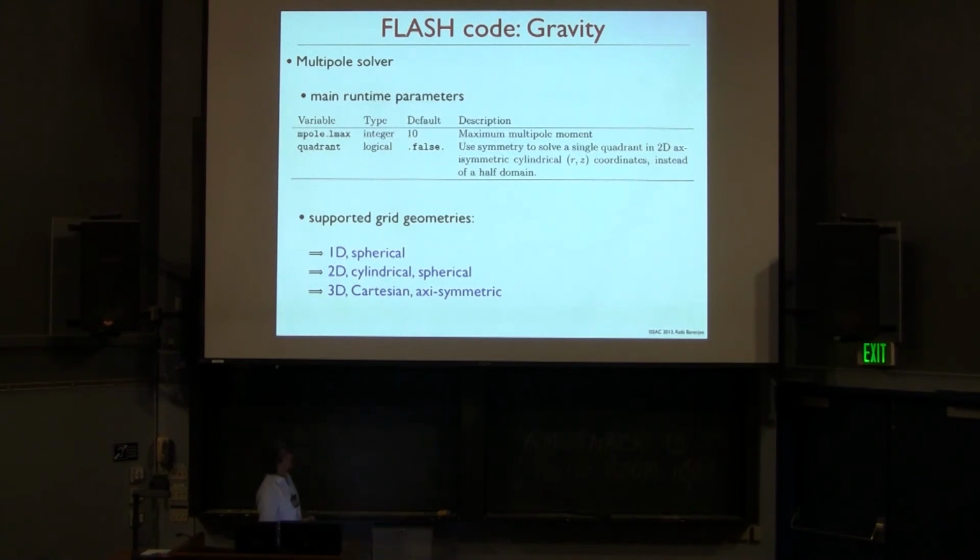And here's the list, essentially, of the supported grid geometries. So it works for 1D spherical, 2D cylindrical and spherical, and in 3D for Cartesian and axisymmetric setups. Strangely enough, in 3D it doesn't work with spherical coordinates, which I don't know why it is. Maybe it will be implemented eventually.